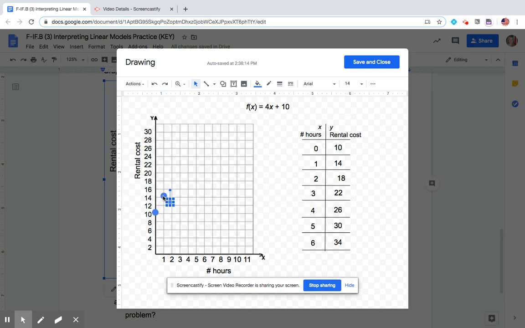I'm just doing Command C and Command V. I have a Mac. Control C, Control V if you have a PC. 2 hours in, it costs $18. And when I'm done, these dots should all lie in a line, right? Because it's a linear function. 3 hours in is going to be 22.